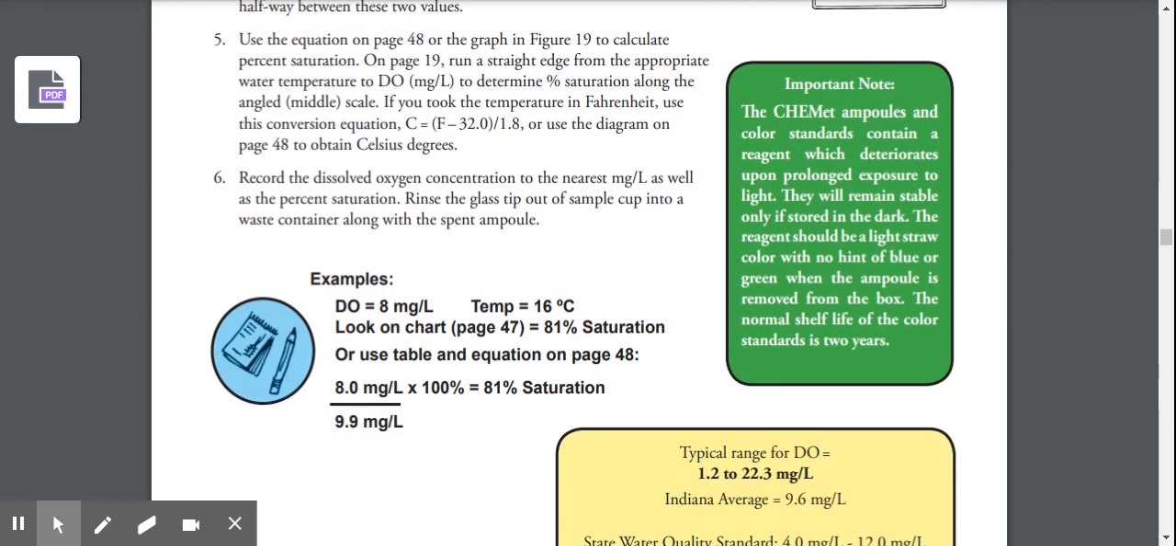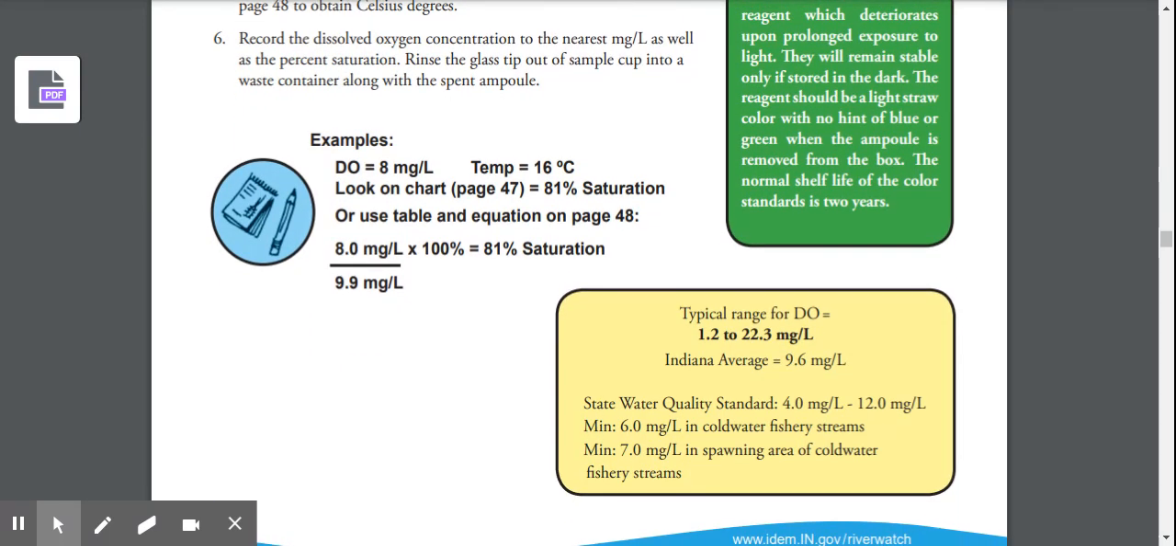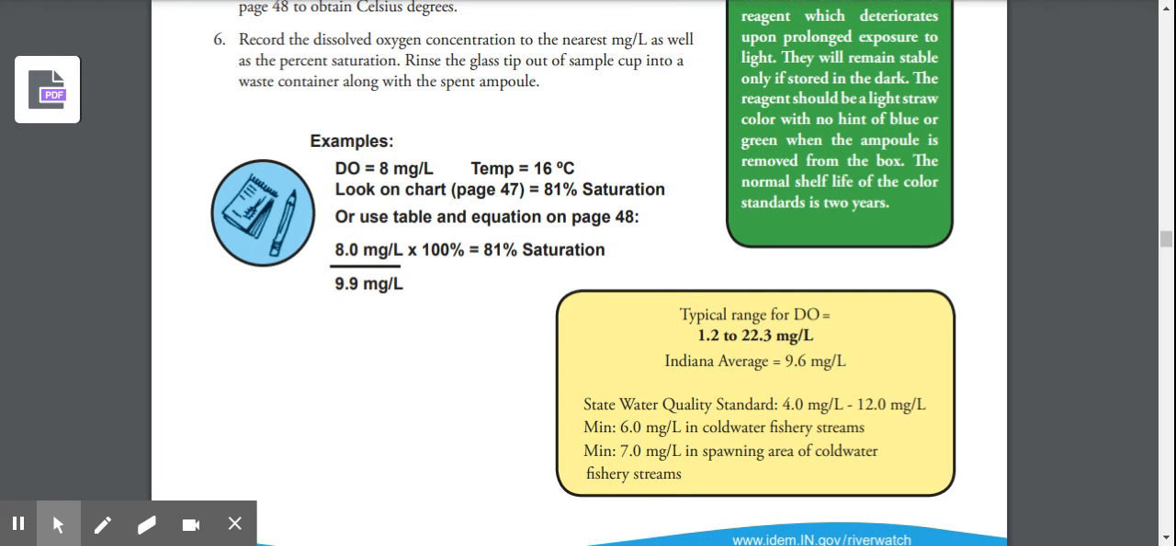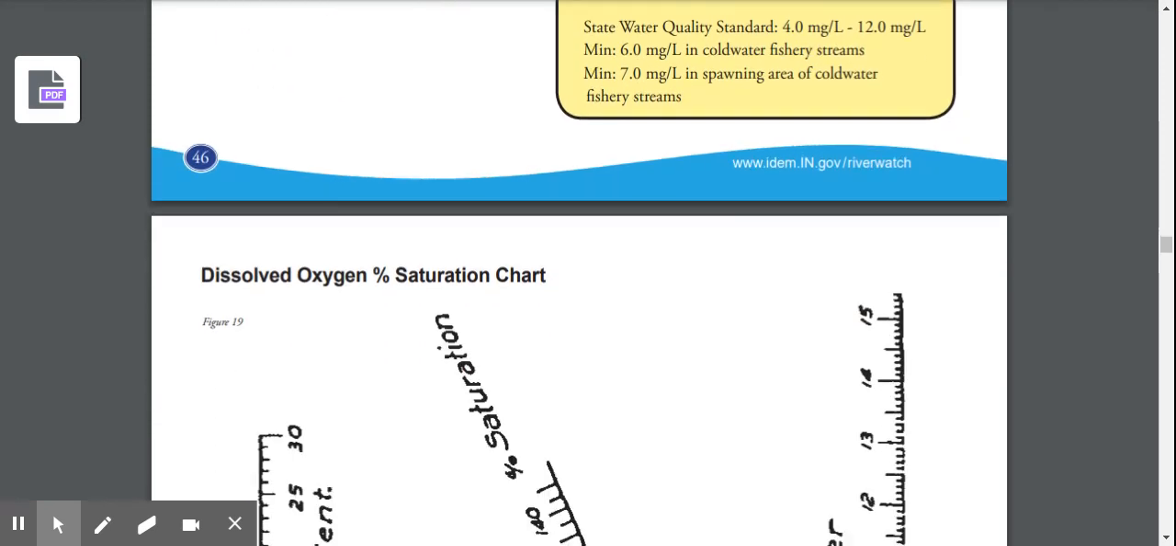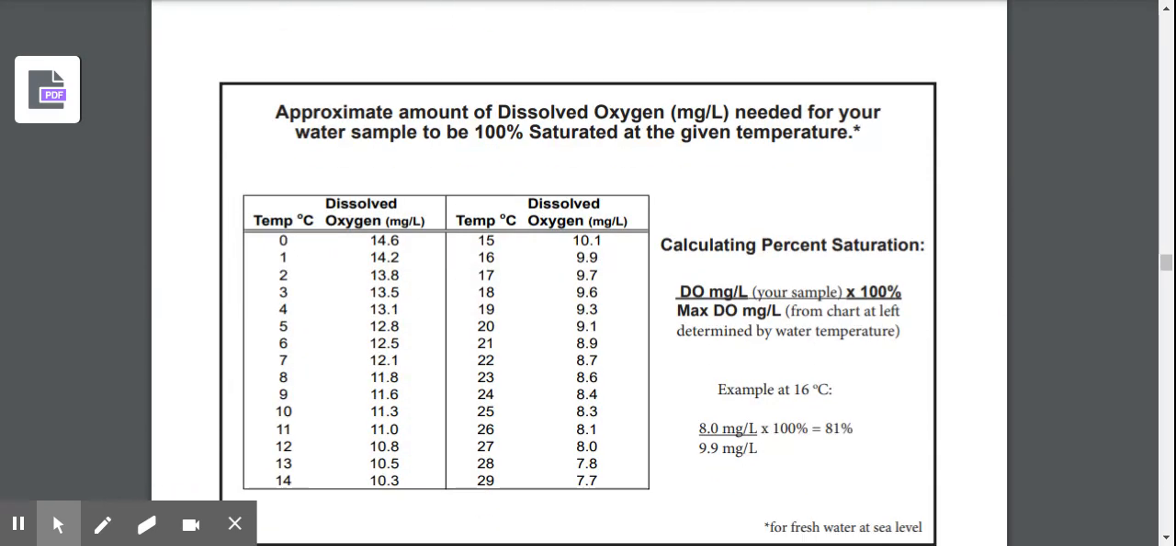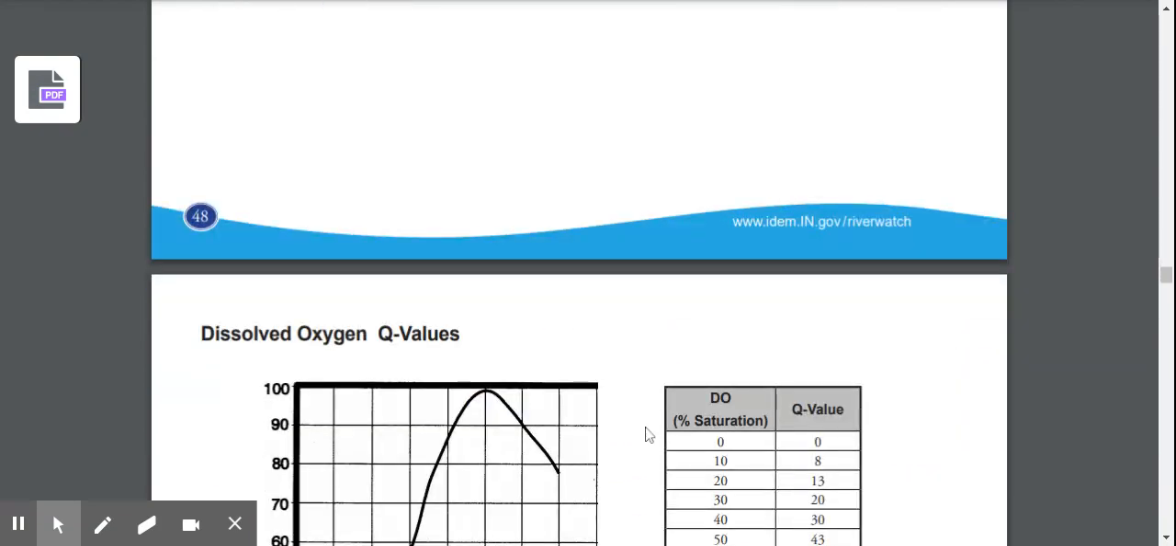So Brooklyn and Ali and Rocco are collecting the dissolved oxygen levels, and the Indiana average is 9.6 milligrams per liter. If they calculate a value that's higher than that or lower than that, then it says that something about our water sample was not normal. Does that make sense? All right, so they're using this chart to collect that information.